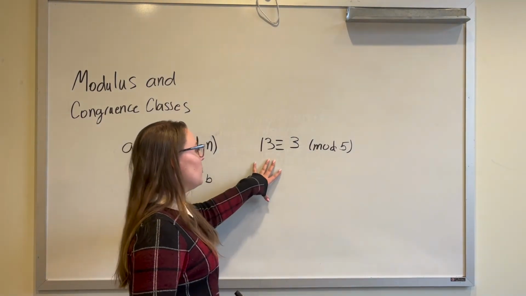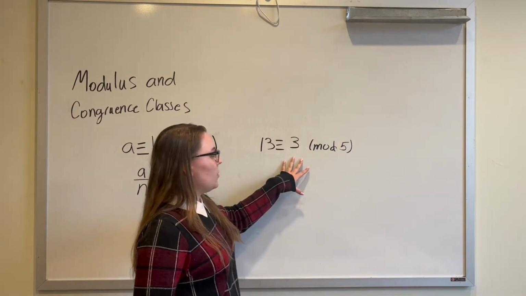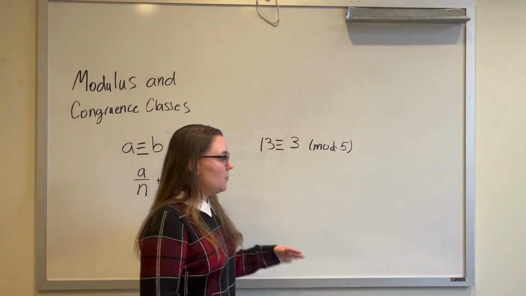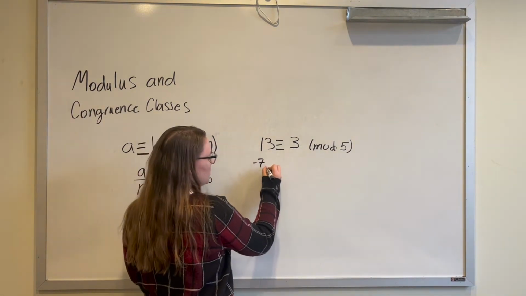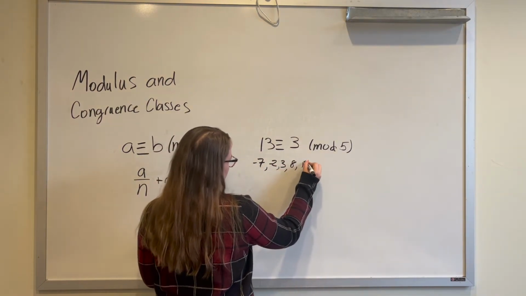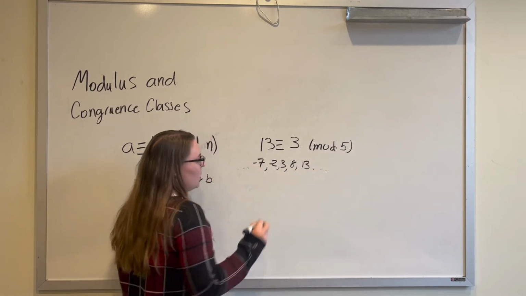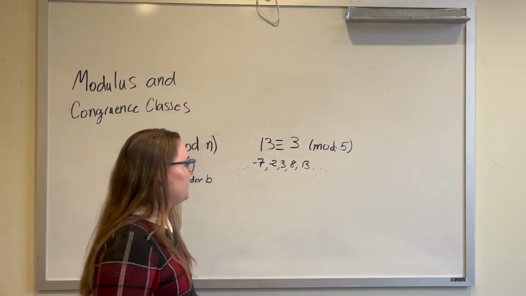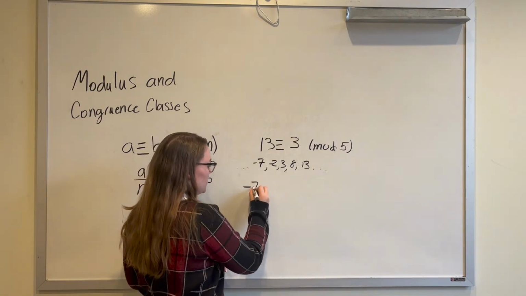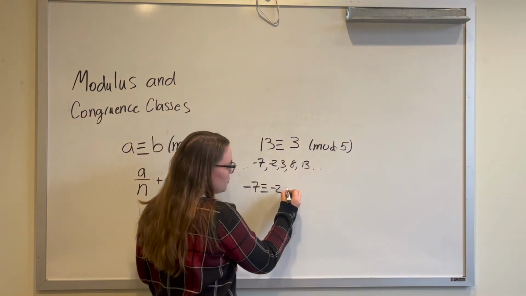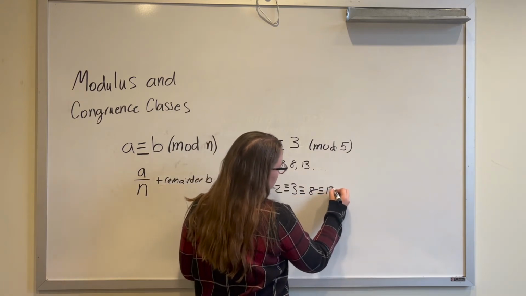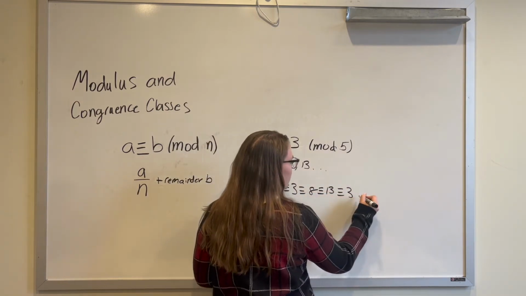So there are other numbers that are congruent to 3 mod 5. There are other numbers that give remainder 3 when we divide them by 5. For example, -7, -2, 3, 8, 13, and so on. It can go on in either direction infinitely. In the space of mod 5, all of these numbers are congruent to each other. So we could write it like this: -7 ≡ -2 ≡ 3 ≡ 8 ≡ 13 ≡ 3 mod 5.